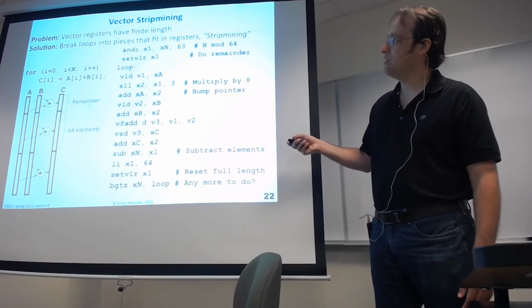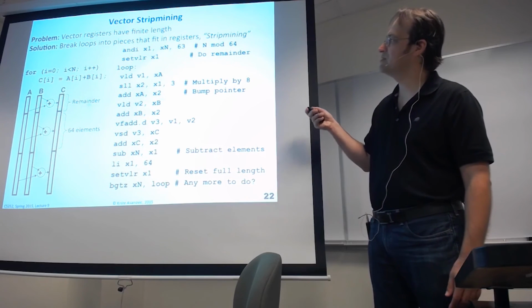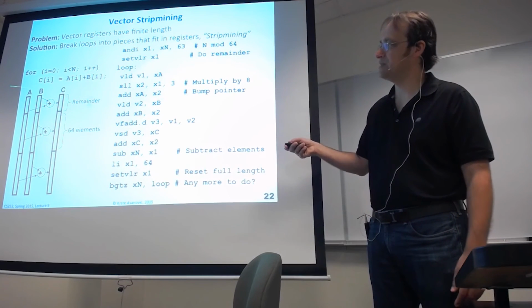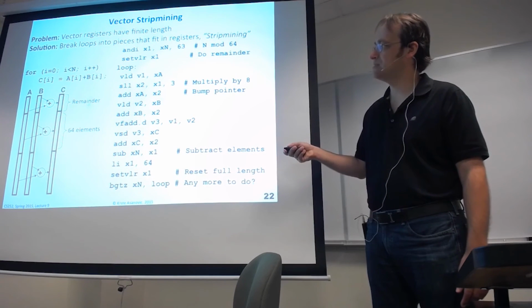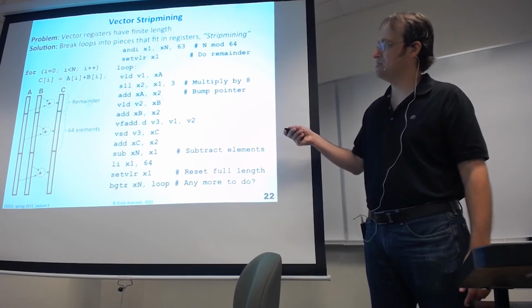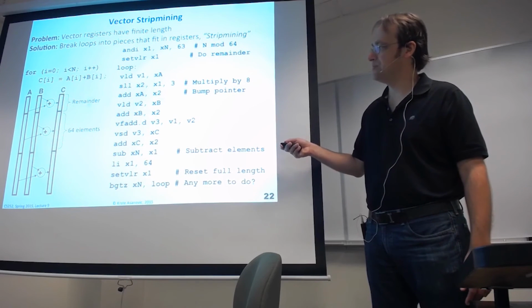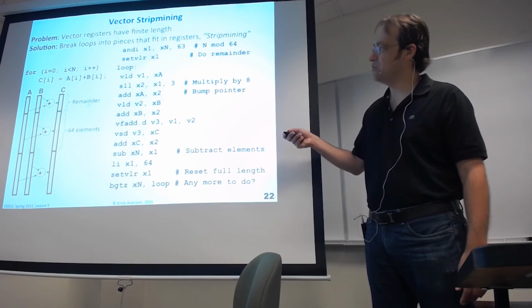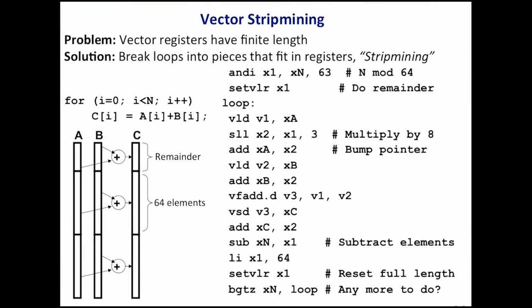So in this piece of code, what I'm going to do is calculate the remainder just by doing an AND operation. This is how many elements are in this little piece that's left here, some less than 64 elements. I set the vector length register to that. Then I go through the loop. I do a load of the strip here, do the add, do the store. In between, I'm calculating the pointer offsets and subtracting out the number of elements I did this time through the loop.